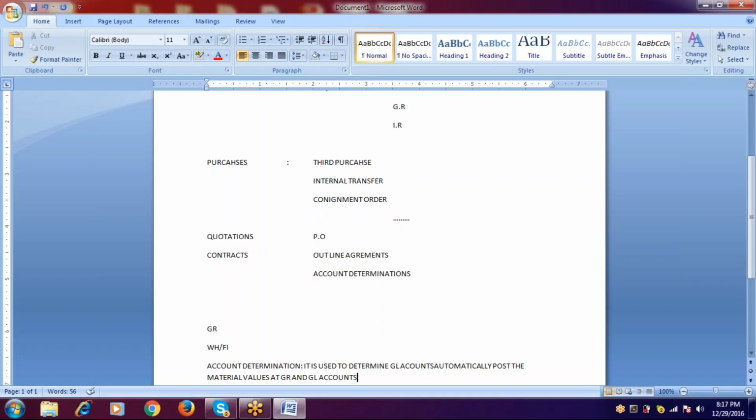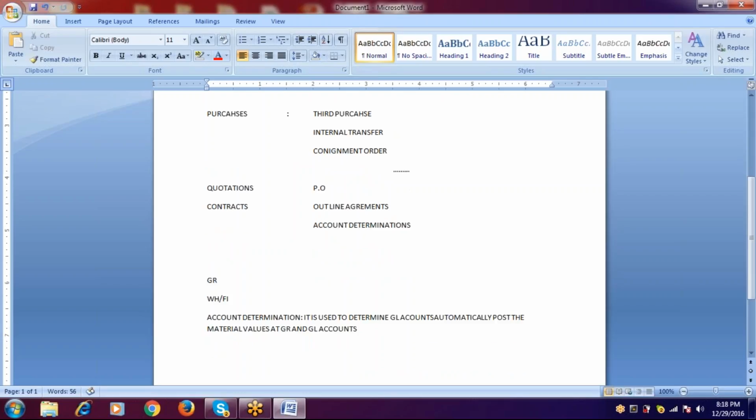Generally, in MM we have two types of determination. One is account determination with wizard, and the other is account determination without wizard. Both will be there. But in both of them, the main thing is the chart of accounts.